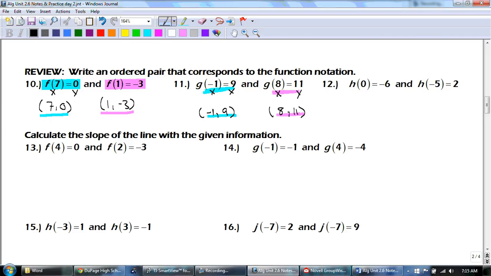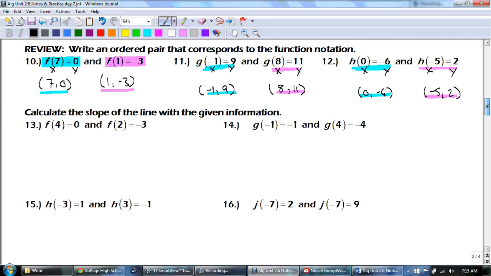Okay, why don't you go ahead and try number 12? You don't need to pause the video, just do it right now. I just realized that that looked like an x. That wasn't supposed to do that. So there's my x, there's my y, x and y. So 0, -6, and -5, 2.